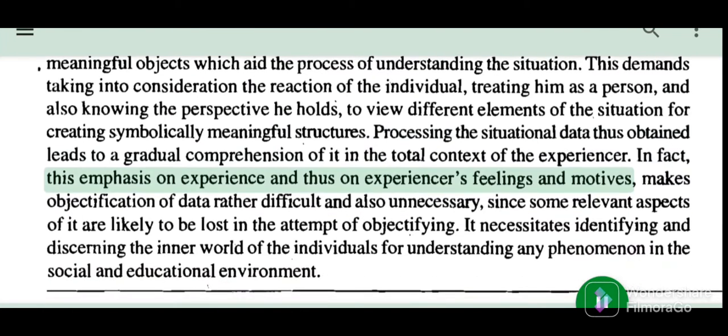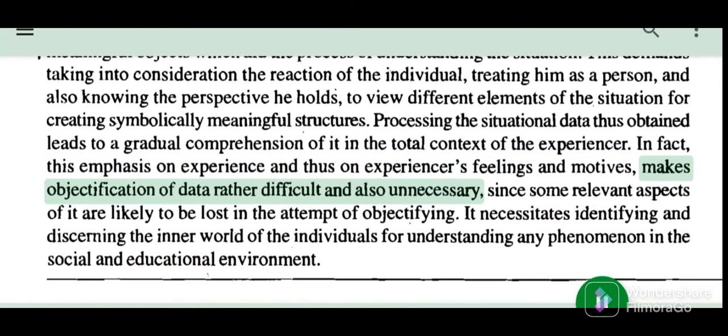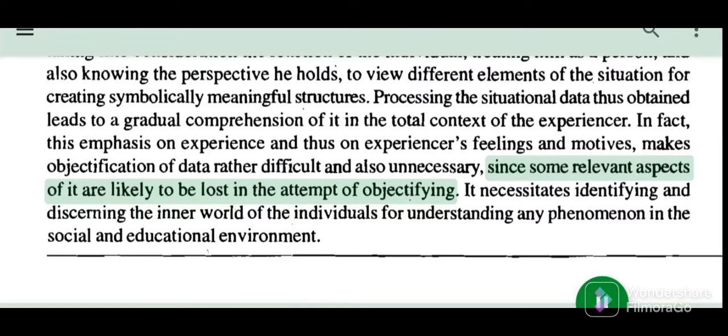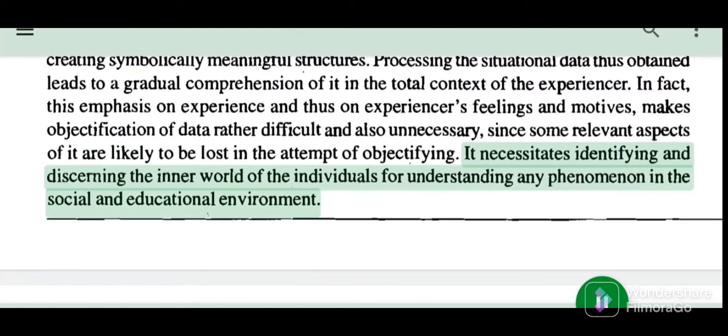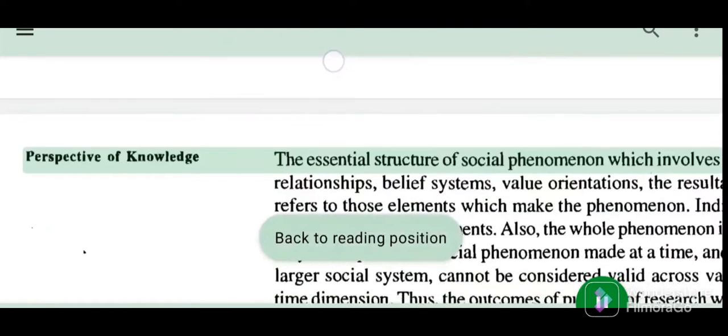In fact, this emphasis on experience, and thus on the experiencer's feelings and motives, makes objectification of data rather difficult and also unnecessary, since some relevant aspects of it are likely to be lost in the attempt at objectifying. It necessitates identifying and discerning the inner world of the individuals for understanding any phenomenon in the social and educational environment. 39. Perspective of knowledge.